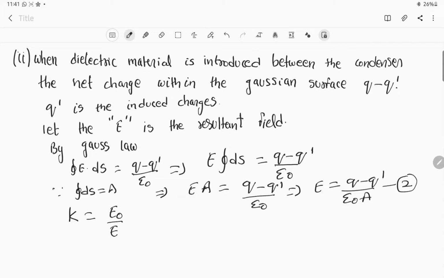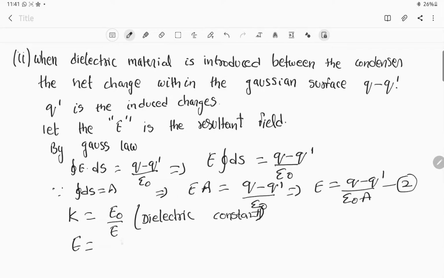So this is the basic electric resultant field E naught, and when a dielectric is used, the electric field will be E. So what is the formula? K is equal to E naught by E. Now this is the formula of the dielectric constant, the mathematical relation of the dielectric constant. Clear everybody?